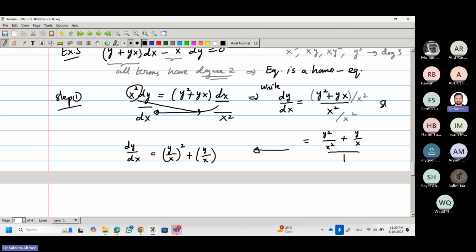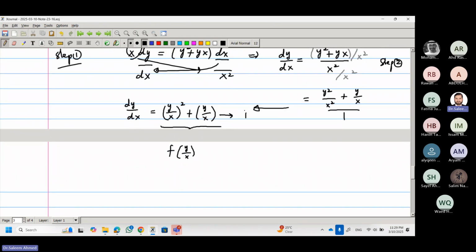After dividing, you have to write this as a function of y by x. Wherever you see the variables, they are coming as y by x. Call this function some number, and let u be the substitution. So here the substitution is u is equal to y by x. It means y is equal to ux. If you multiply by x, y is ux. And if you differentiate, dy by dx will become u into 1 plus x into du by dx, product rule.